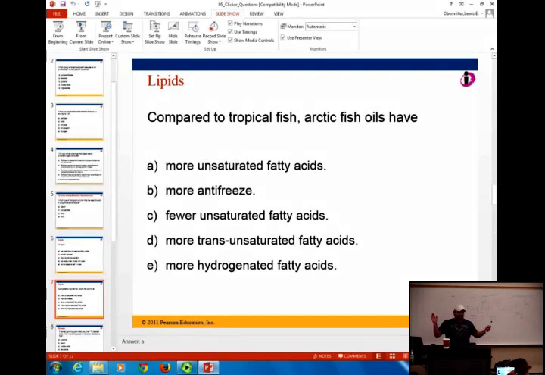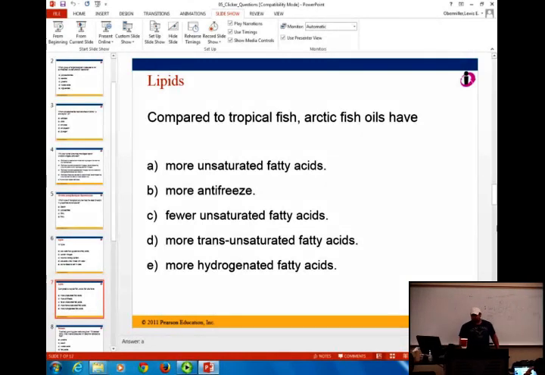Alright, we didn't talk about this specifically, but you should be able to deduce this based on what we talked about. So what do you think? What kind of oils are in tropical fish versus Arctic fish?